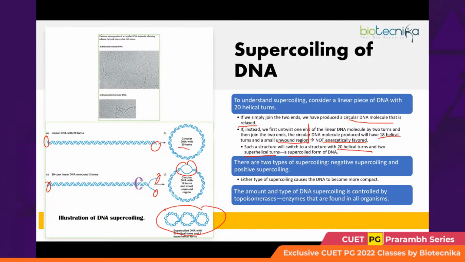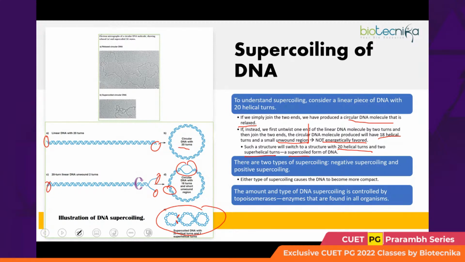Now, when we say supercoiling, see here, it is just two strands of DNA twisting around each other. That is the normal helix that we have. Now, when two different strands, see here, this is two strands and another two strands, also coil around each other, that is what is called supercoiling.